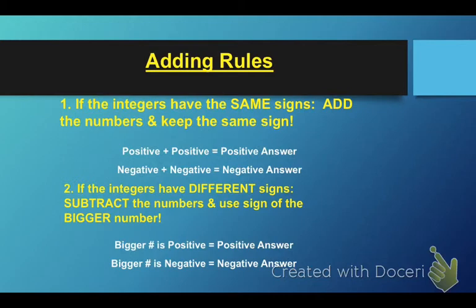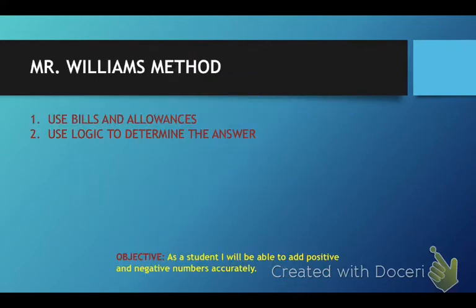Now, personally, I get confused by those rules, and I don't like people to have to remember those things. So, I use a different strategy. I'm going to teach you that strategy now. My strategy is you use something called bills and allowances, and then we just use basic logic to determine the answer. Meaning, you talk yourself through it just slightly.